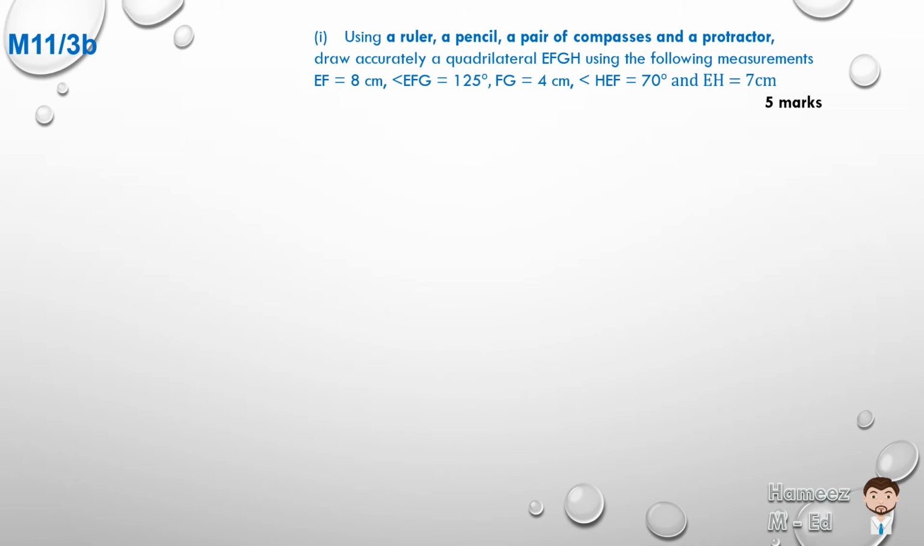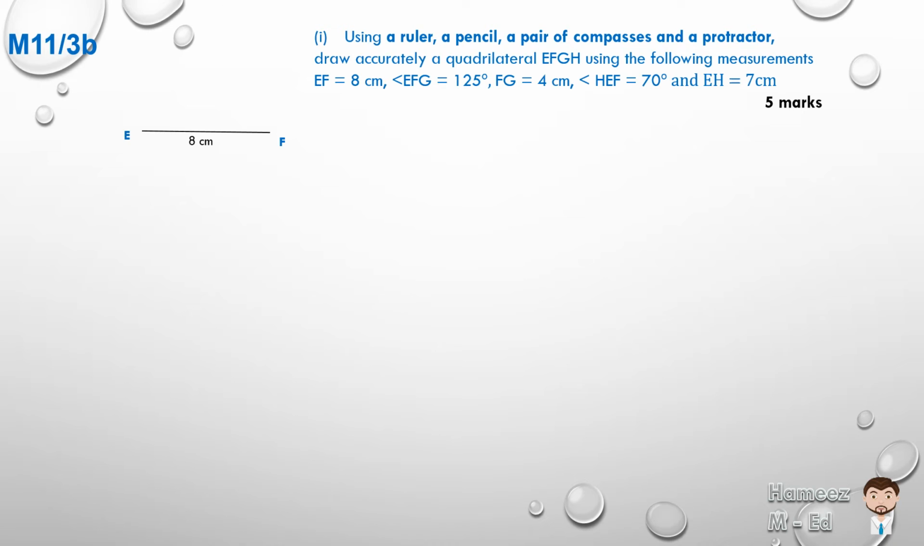Now, no sketch of this diagram was given, so let's see if we can make one for ourselves. If we look at the lengths of these sides that were given, we can see EF is equal to 8 centimeters. That was the longest side. So we can use that as our sketch. This sketch that we're making is freehand. It's just to give us an idea of the general outlook of what this construction is going to look like. So EF is on the base, and the angle EFG is equal to 125 degrees, which means that it is more than a right angle.